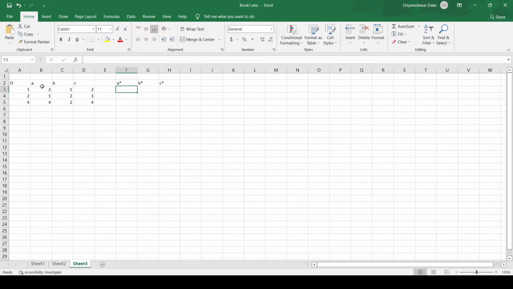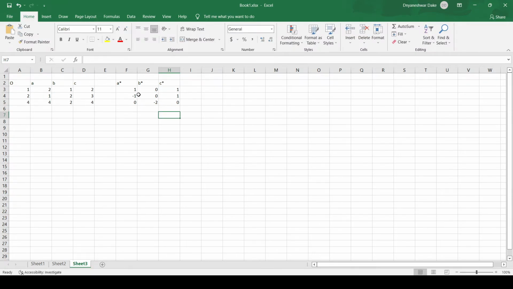Now we will subtract these values from the origin. So 2 minus 1 would be 1, 1 minus 2 would be minus 1, 4 minus 4 would be 0. Similarly, 1 minus 1 would be 0, 2 minus 2 would be 0, and 2 minus 4 would be minus 2. Third, 2 minus 1 would be 1, 3 minus 2 would be 1, and 4 minus 4 would be 0.